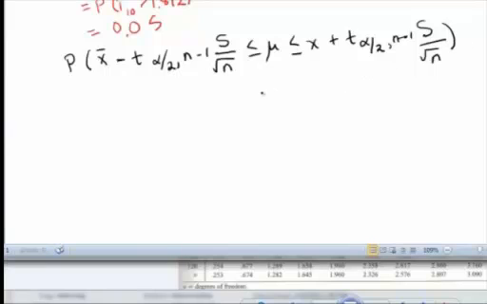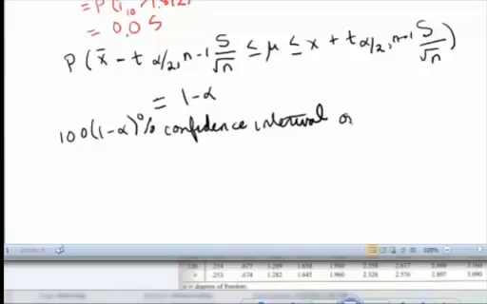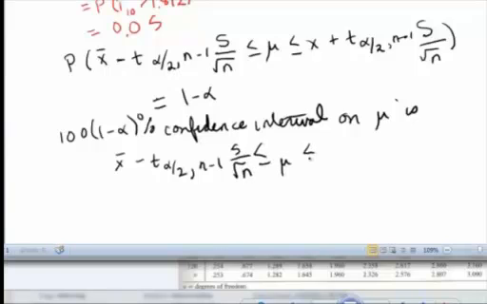All of that is equal to 1 minus alpha. And then we can define our 100 times 1 minus alpha percent confidence interval on mu as x bar minus t alpha over 2, n minus 1, s over square root of n, less than or equal to mu, and that's less than or equal to x bar plus t alpha over 2, n minus 1, s over square root of n.